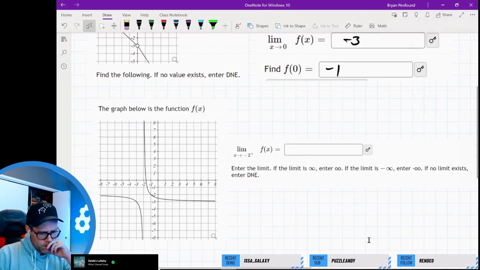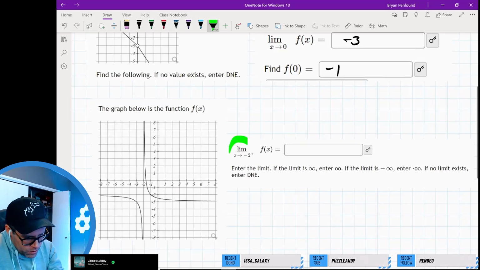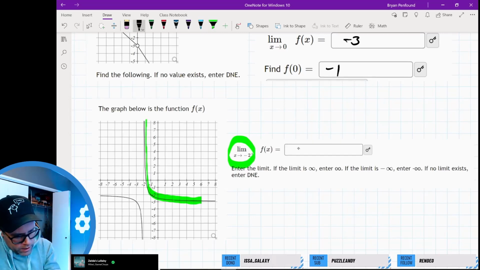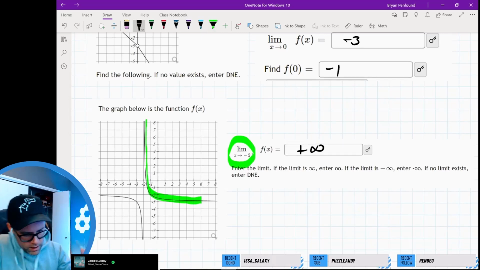All right, looks like we're just looking at the limit as we approach -2 from the right. So -2 from the right is going to be like this way. So we're going to be coming along and looking at what happens as we get closer to an x value of -2 from the right, and it looks like we're tending upwards forever and ever. It looks like we're actually tending towards positive infinity here.